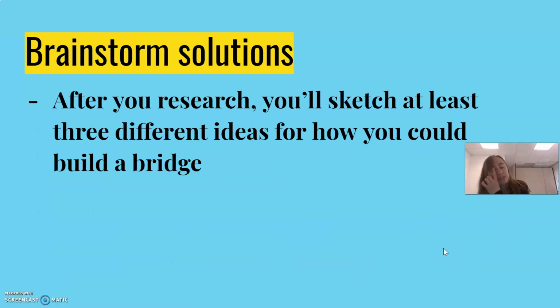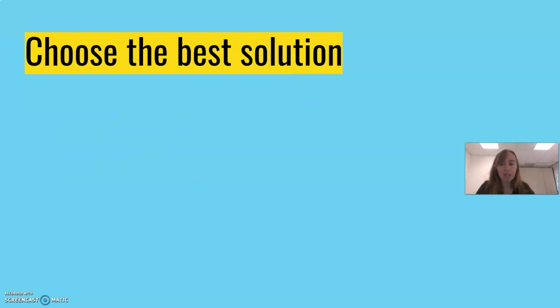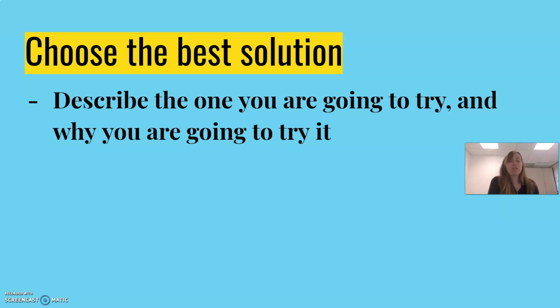Okay, after we do the research, you're going to brainstorm a few solutions. So you will sketch at least 3 different ideas for how you could build a bridge. These can be really quick sketches. I am not very good at drawing, so I don't hold anybody to a very high standard on the drawing, but we should have an idea of what your bridge might look like when it's finished. And then you're going to describe the one that you are going to try and why you are going to try it. So you're going to choose one of your solutions and explain why you want to go with that one.